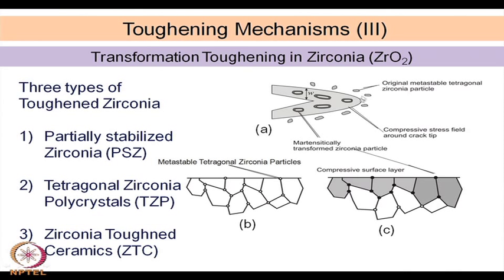So, you can see the crack is trying to propagate here. You have the matrix phase here, which is basically cubic zirconia, and these are the dispersion phase or metastable tetragonal zirconia particles.